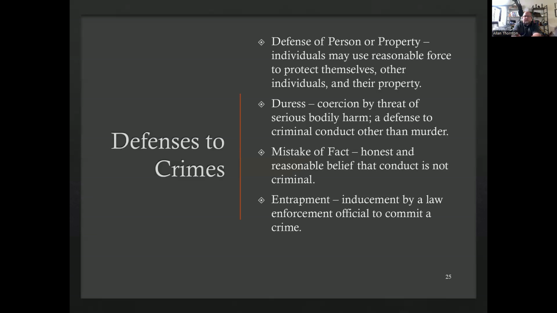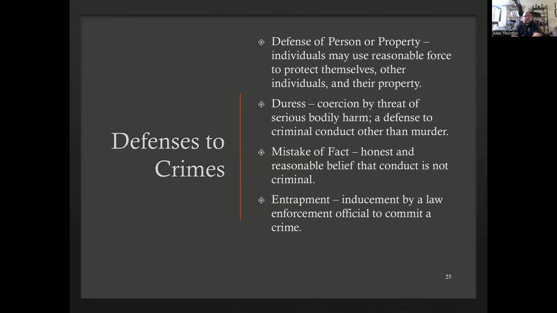You have a mistake of fact. That's an honest, reasonable belief that the conduct was not criminal. Entrapment: law enforcement induced you into committing the crime to be able to charge you with it, which is another way that you can defend yourself against it. And that covers criminal law. There's a real quick brief on criminal law, y'all.